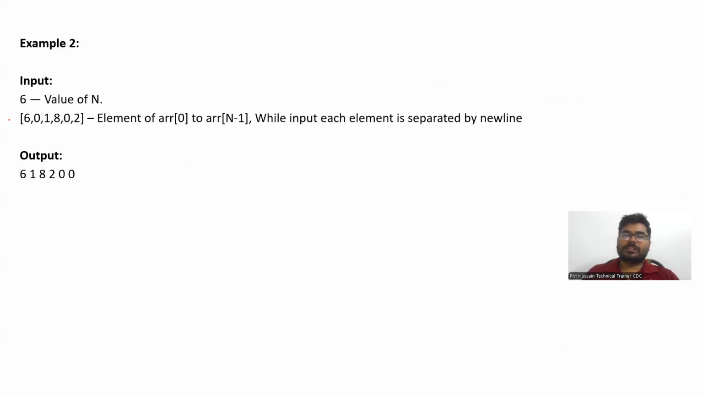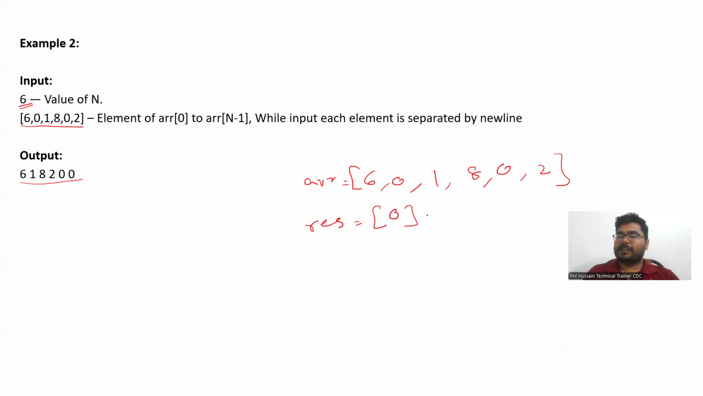Here another input is also given, size 6, and this is the array given. Now you need to move all the zeros to the end of the array. So how can you solve this problem? Let us discuss here. They have given one array: 6 0 1 8 0 2. Now you take one resultant array, which has all zeros initially, with the length of the array.